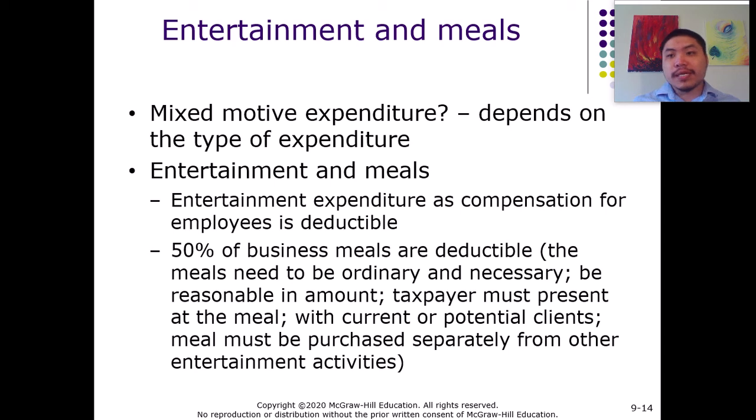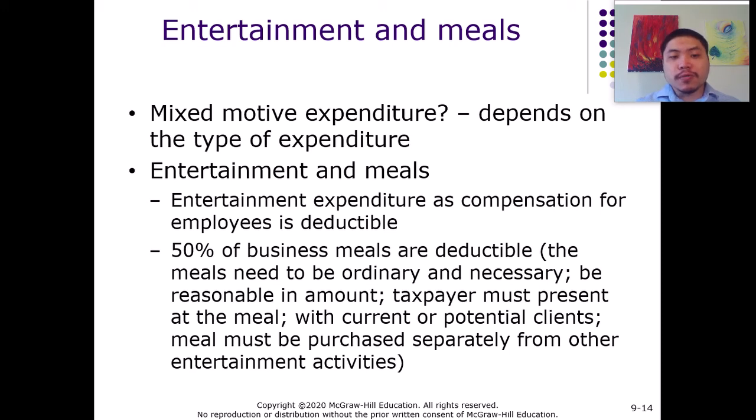But that's the only case. That's the only time where an entertainment expense is deductible. If the entertainment expense is to entertain a potential client or current client, then it is not deductible.